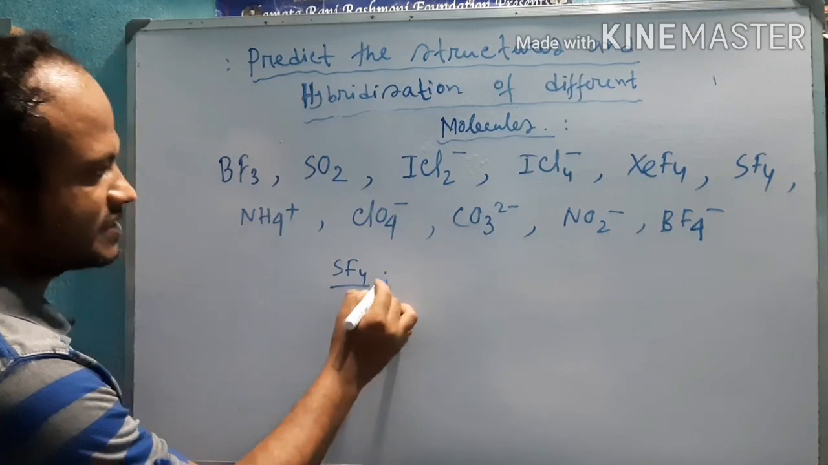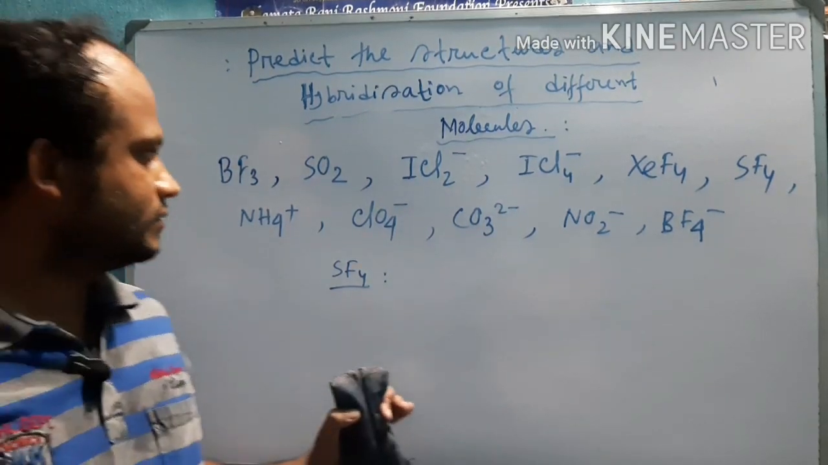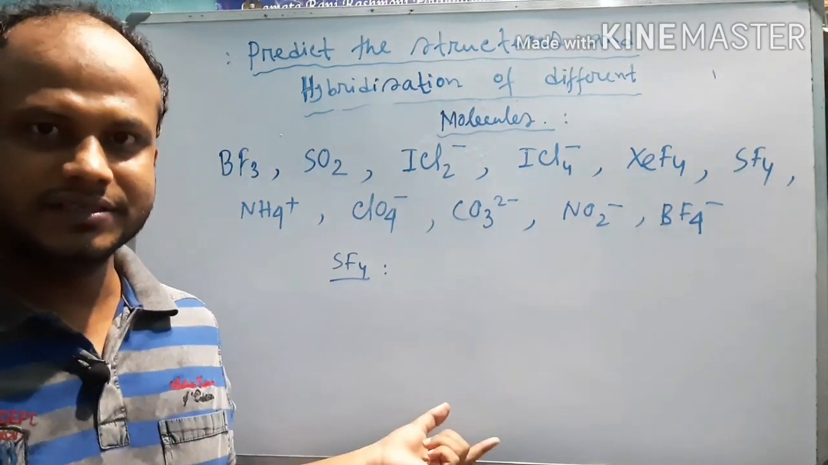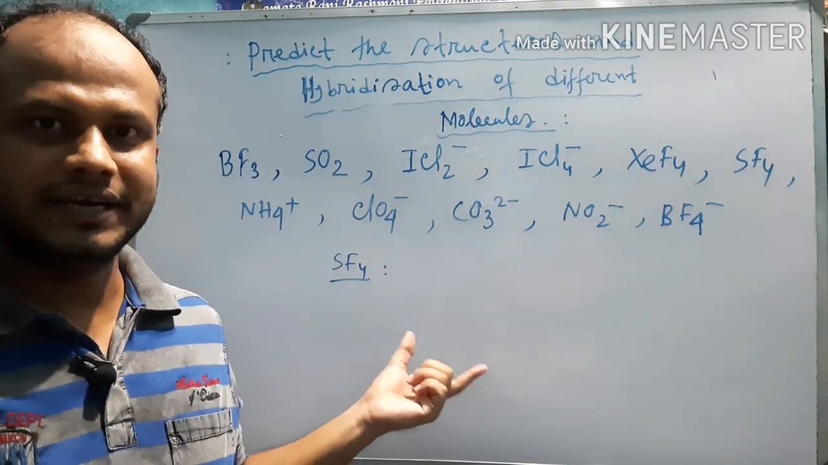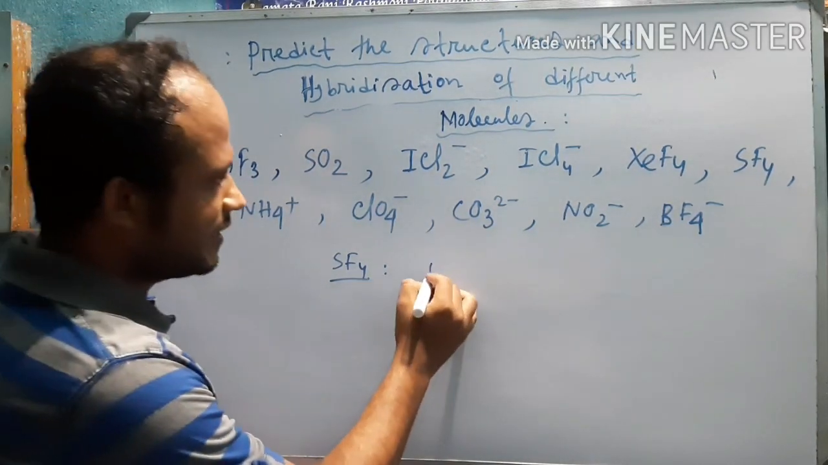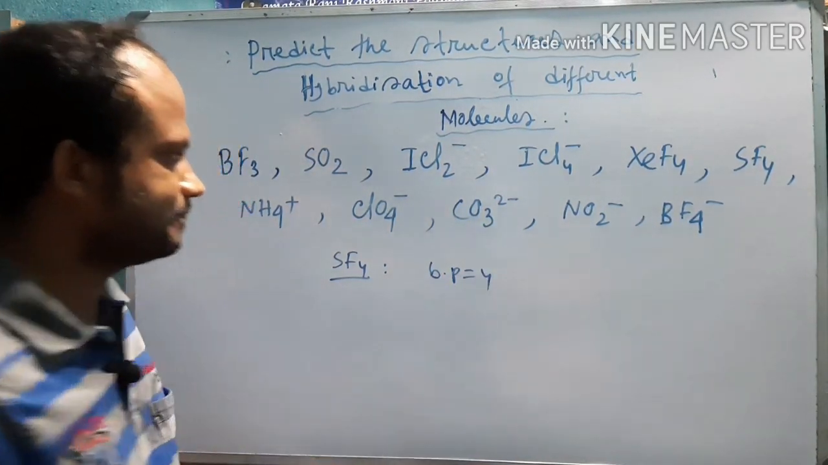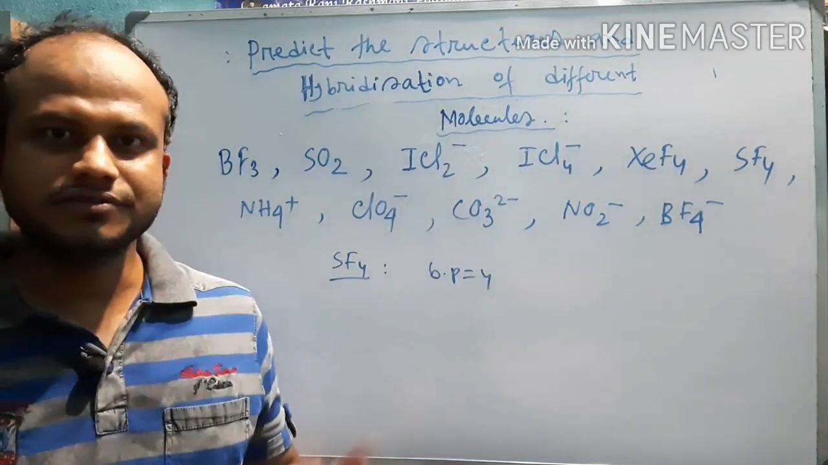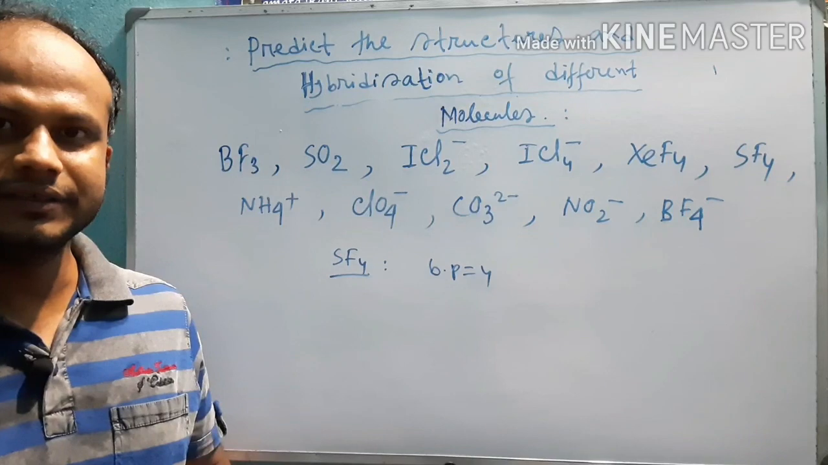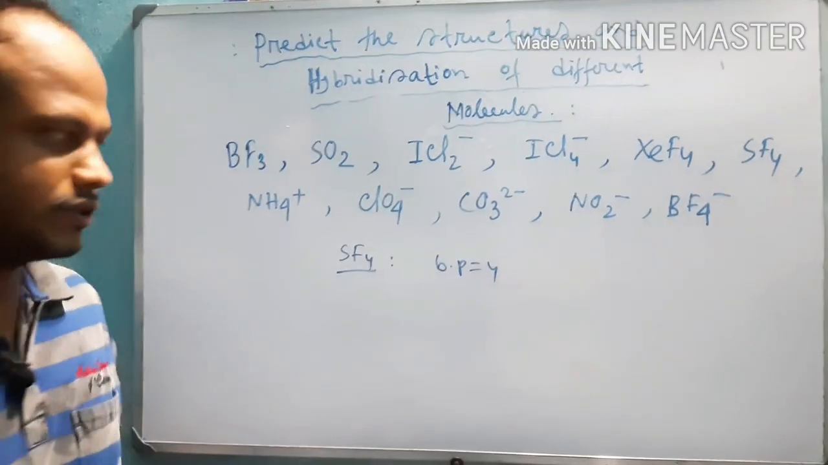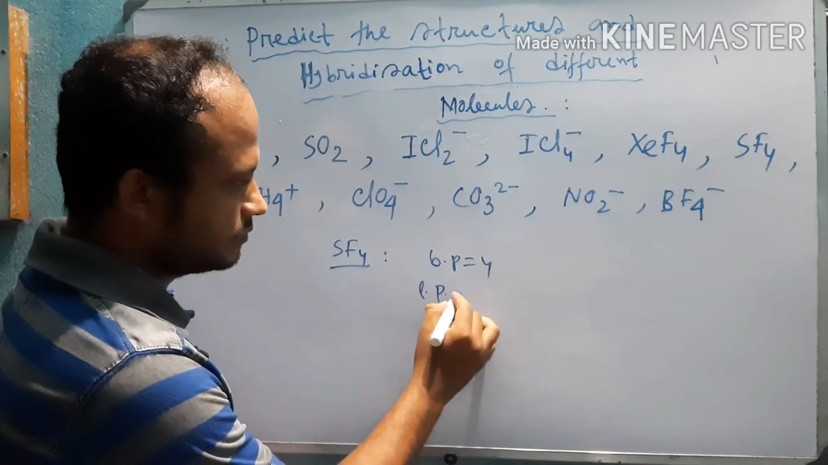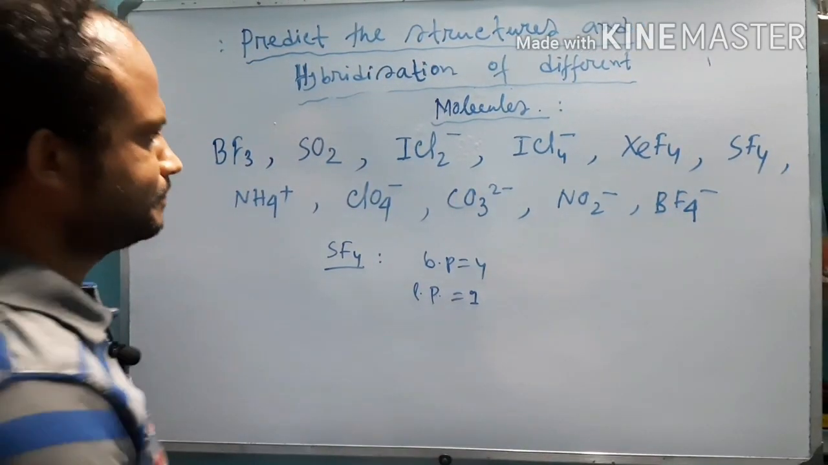Next, SF4. Here the valence electron of sulfur is 6. The 4 fluorine atoms are attached with these electrons, so the bond pair equals 4. Between 6 electrons, 4 electrons are attached with fluorine atoms, so the lone pair electron number is 2, so the lone pair is 1. Lone pair equals 1.